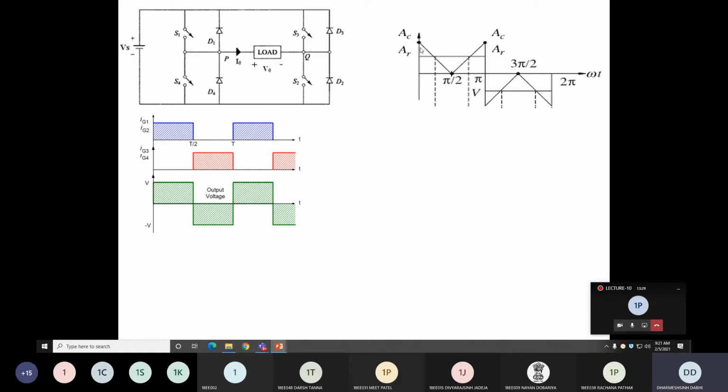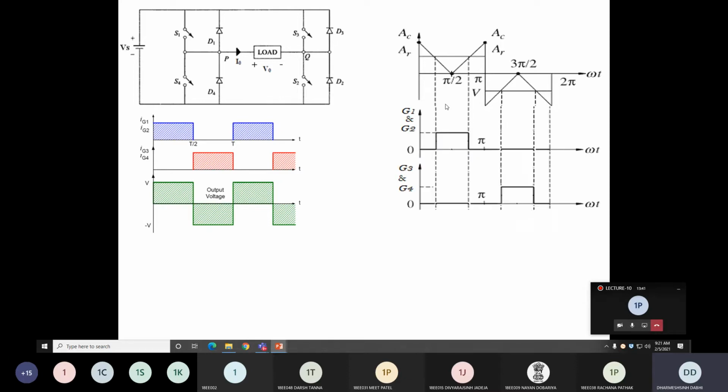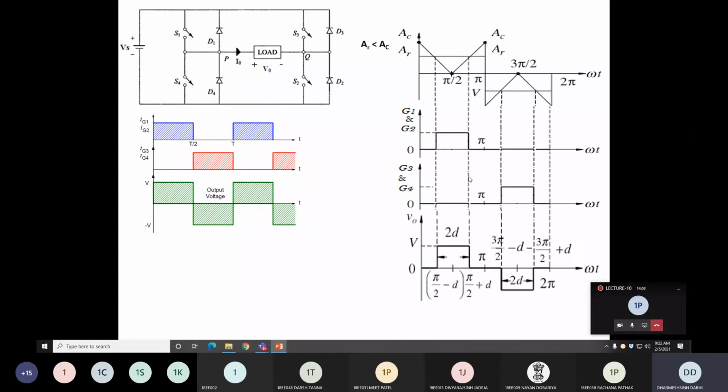So what is the logic here? When you compare the triangular wave with the square wave, and the reference signal, the square wave, is greater than the carrier wave, at that time you generate the gate pulse. You can see here, between these 2 points, the reference signal, the square wave, is more than the triangular wave. At that time you generate the gate pulses Ig1, Ig2, which you apply to S1 and S2. Only for that duration of time you get the output voltage.